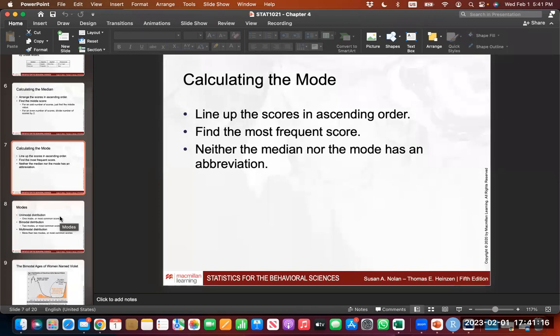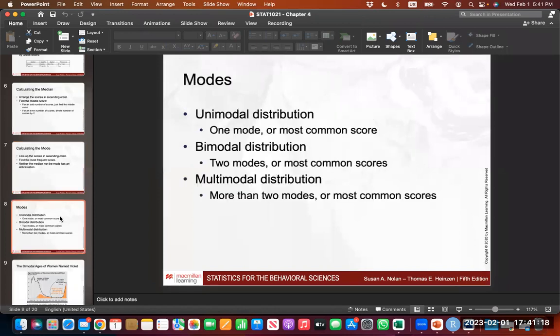So neither median nor mode has an abbreviation. What is important with the mode is that it is used for visual inspection and visual characterization of data. So if you have a normal distribution, it's simple. It's unimodal. It means there's one mode. However, in many situations, you also have a bimodal distribution or a multimodal distribution. This can be for various reasons.